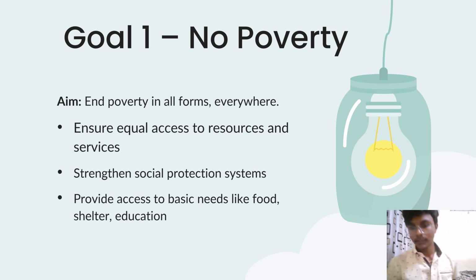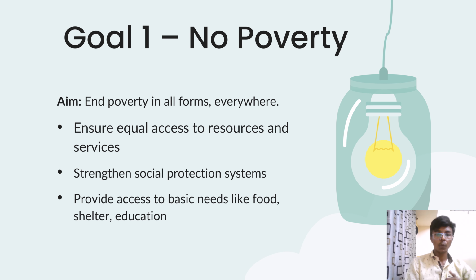This is goal one, guys. No poverty. The aim is to end poverty in all forms everywhere. It means we have to end poverty in all its forms. There should be no poverty in the world.